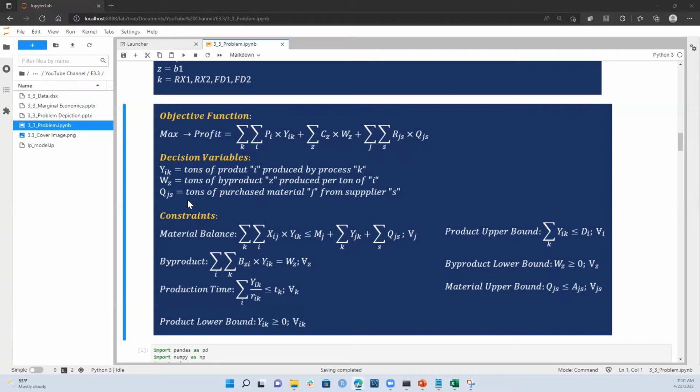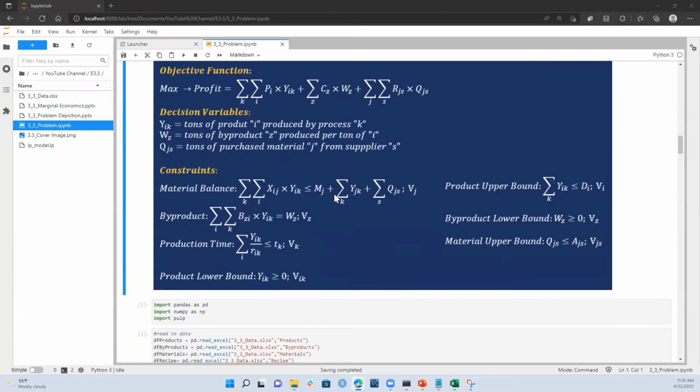We have three decision variables in our model: Y sub I K, which represents the tons of product I produced by process K; W sub Z, which represents the tons of byproduct Z produced per ton of I; and Q sub JS, which represents the tons of purchased material J from supplier S. For our constraints, we have some additional constraints than we did in the previous episodes.